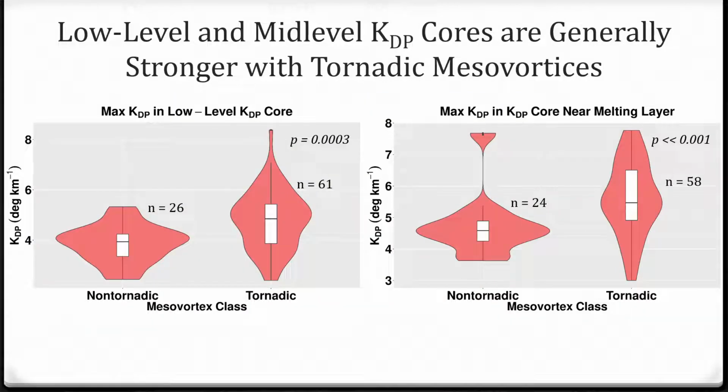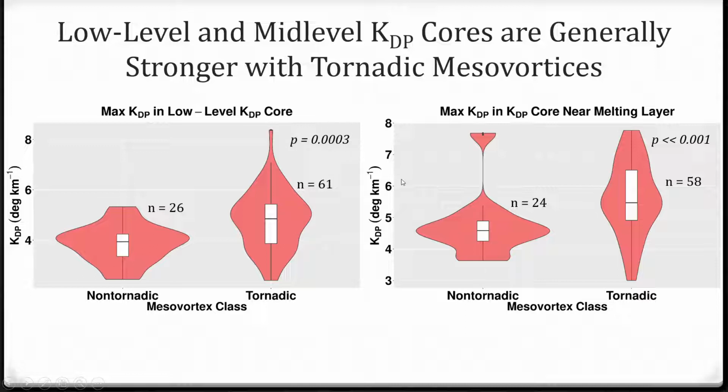And whether it's low-level or mid-level KDP cores, we generally see that they're stronger with tornadic mesovortices. So on the left is that low-level KDP core. We're at 0.5 degree elevation angle. And you can see there's a pretty good separation between the distribution of tornadic and non-tornadic mesovortices. The N is the sample size. We've got 26 non-tornadic mesovortices with a KDP core and 61 tornadic mesovortices with a low-level KDP core. And then the statistical significance is seen here with the p-value.